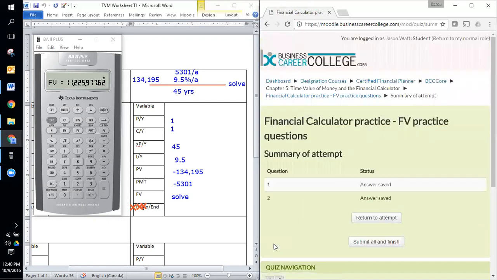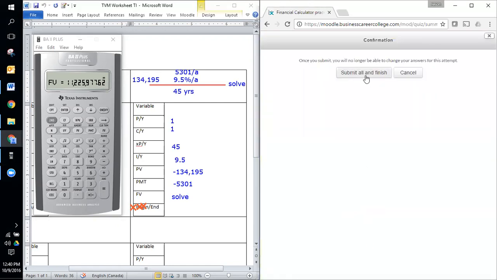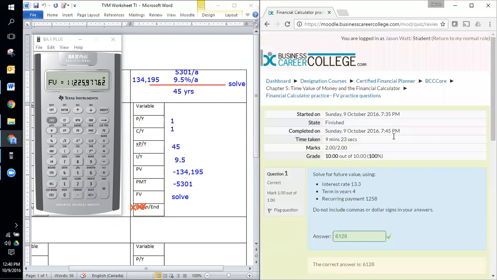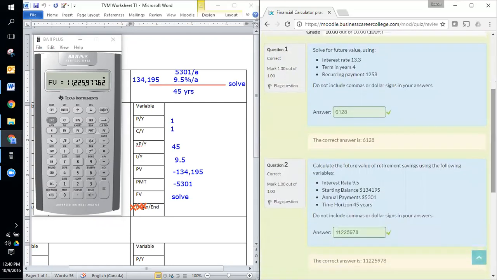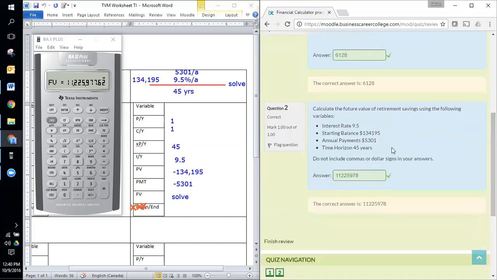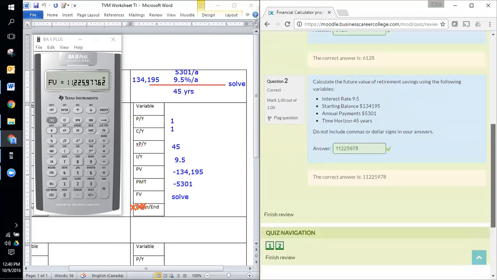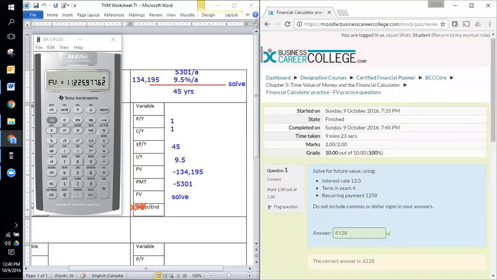And then we're going to see if we did these well. It simply tells us that we got this right. It doesn't tell you what the keystrokes are. It's a little bit of a limitation with Moodle, but basically you've got your answer here. Correct answer is, no worries. And then down below, you got your answer, and the correct answer is, no worries. It's all good to go. So that's it. Relatively straightforward, and hopefully that helps you to get more proficient with the financial calculator.